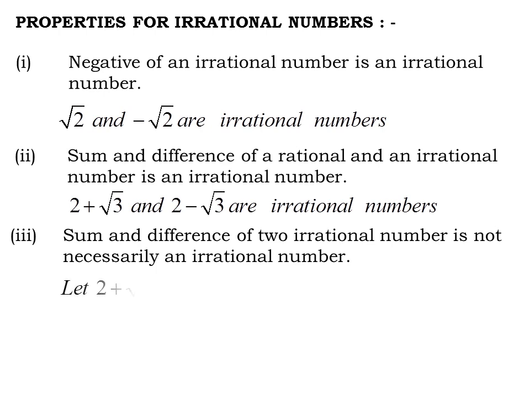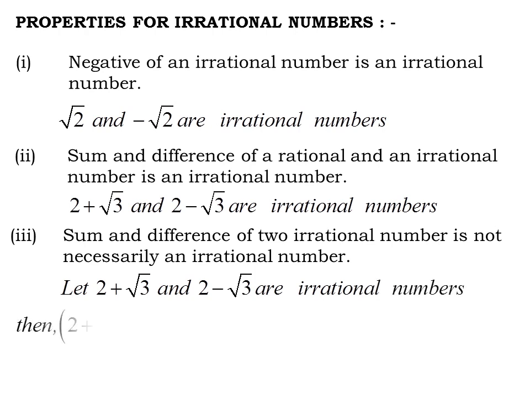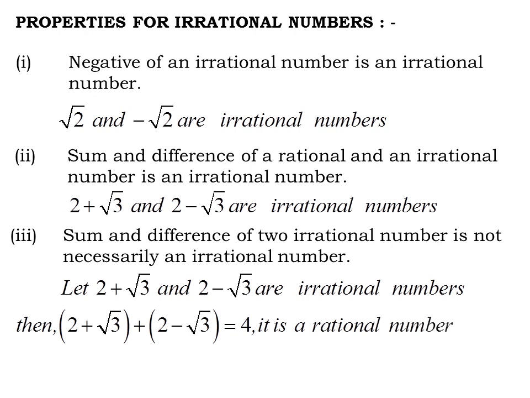We know that 2 plus root 3 and 2 minus root 3 are irrational numbers. Now, in the first step, I am adding both. So 2 plus root 3 plus 2 minus root 3 will become 4. So 4 is a rational number. How does it become 4? Root 3 will be cancelled out, so my resultant answer will be 2 plus 2, which equals 4, where 4 is a rational number.